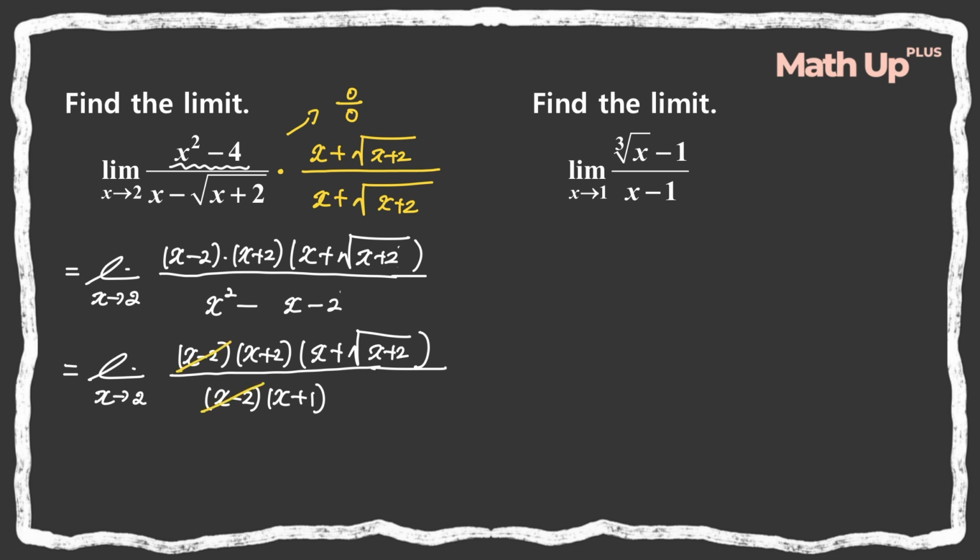And if we substitute 2 for x, then that's going to be equal to 2 plus 2, 4, right? 4 times 2 plus square root of 4, over 2 plus 1, 3. So that is equal to 4 times 2 plus 2, which is 4, over 3. So that's 16 over 3, right?